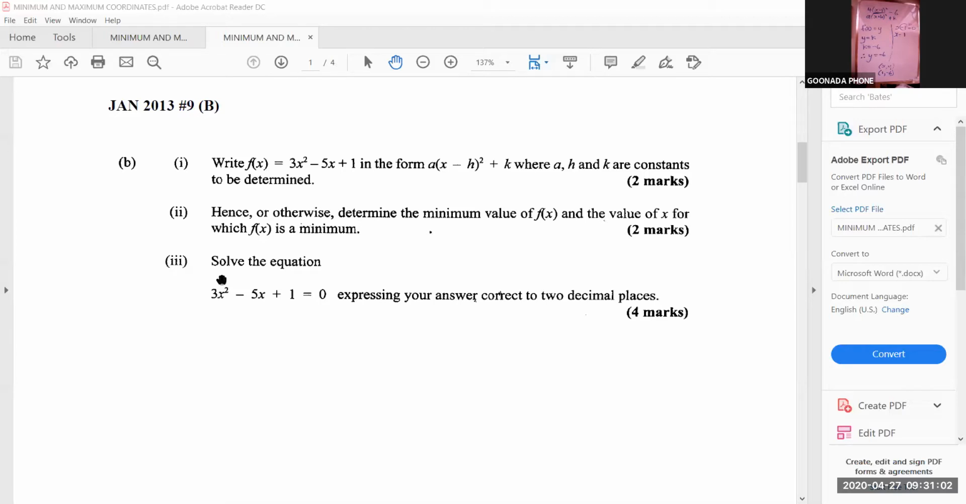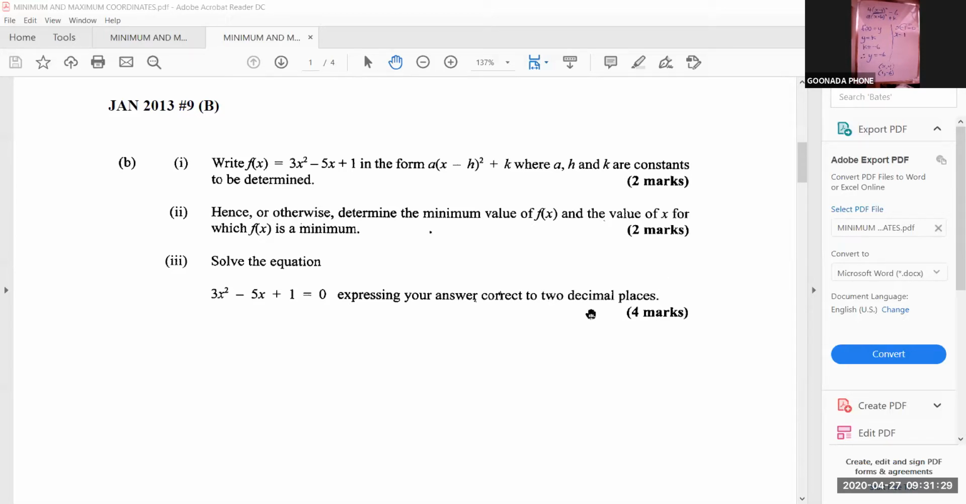If you look at number 3, you are asked to solve the equation 3x squared minus 5x plus 1 equals 0 and expressing your answer to 2 decimal places. Now, this is a quadratic equation here, right? And I told you all to solve a quadratic equation, we can factorize it. We can do the quadratic formula. We can do it graphically. Or we can complete the square. But I didn't teach you all that yet. We're just completing the square.